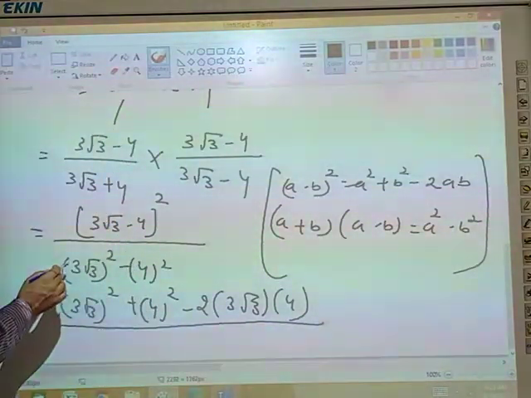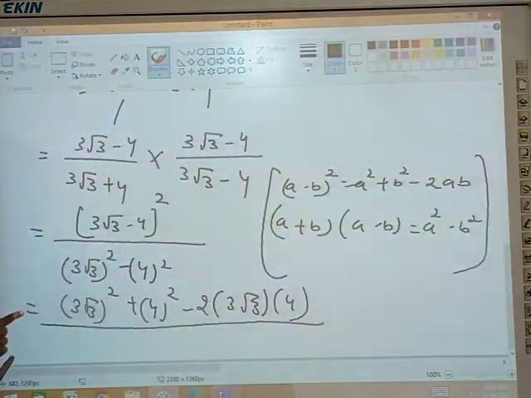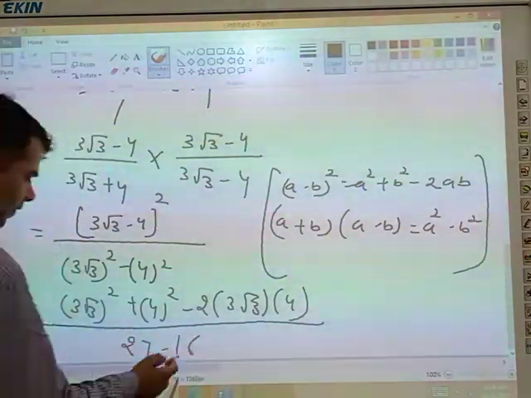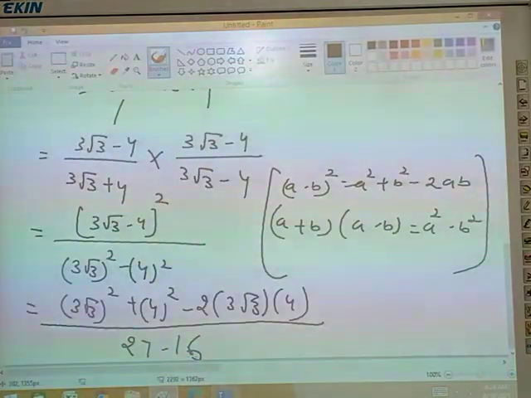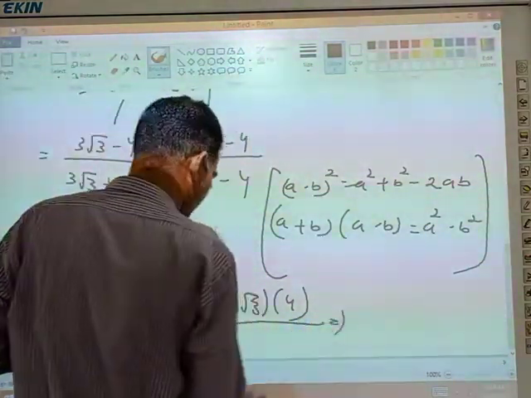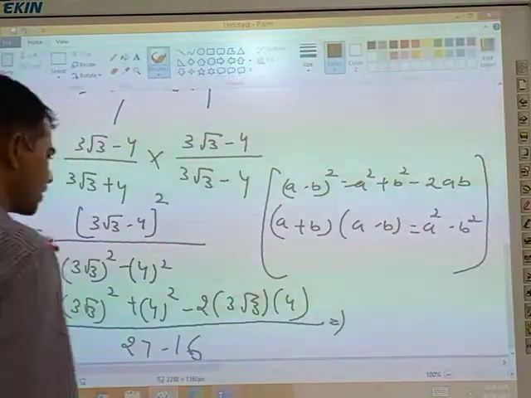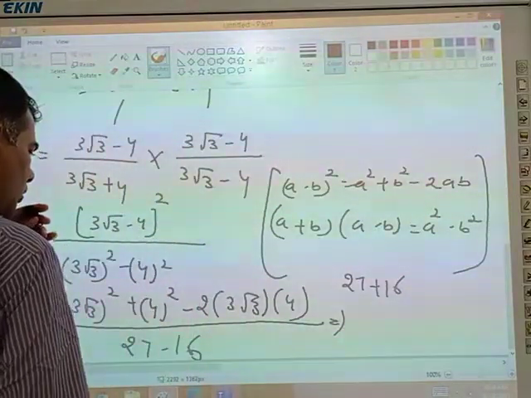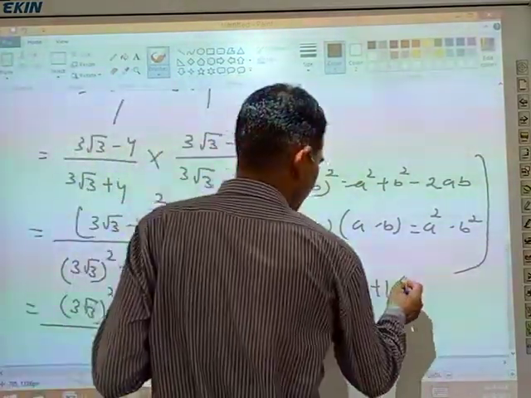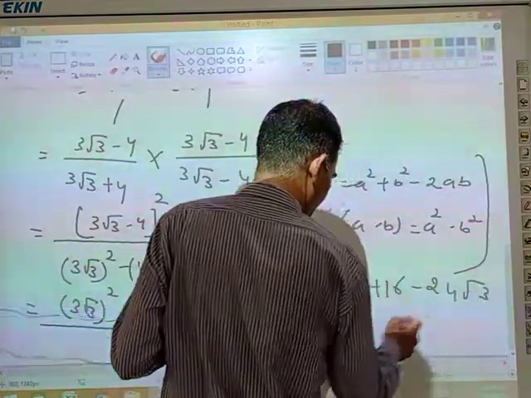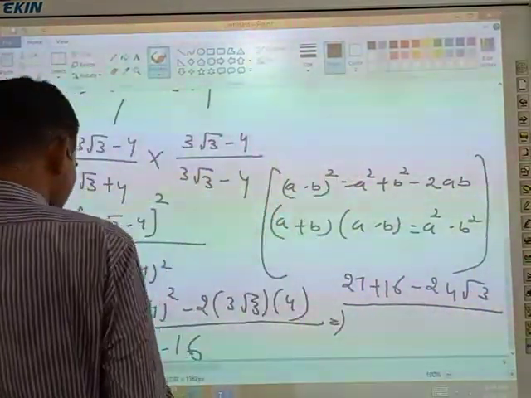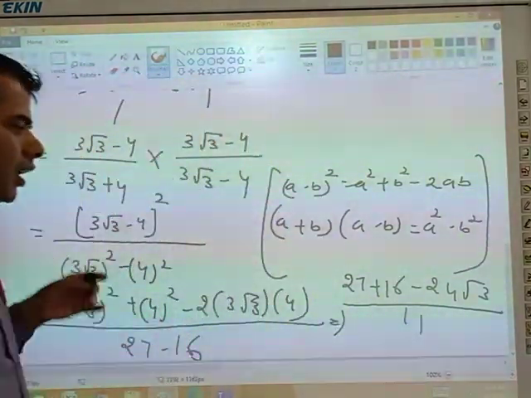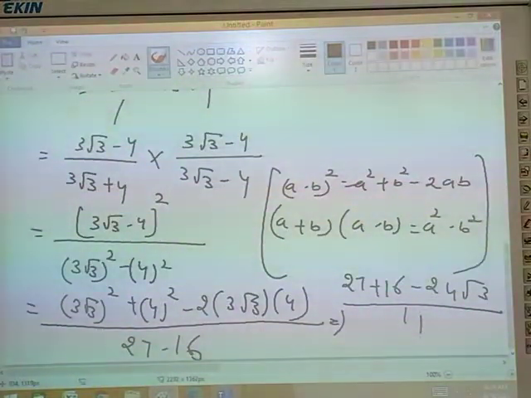It becomes 9 3s are 27. Square of 3 is 9. 9 3s are 27, 27 minus 16. Now it becomes 9 3s are 27 plus 16 minus 2 3s are 6, 6 4s are 24, 24 root 3. That is 11. Now it becomes 43 minus 24 root 3 by 11.